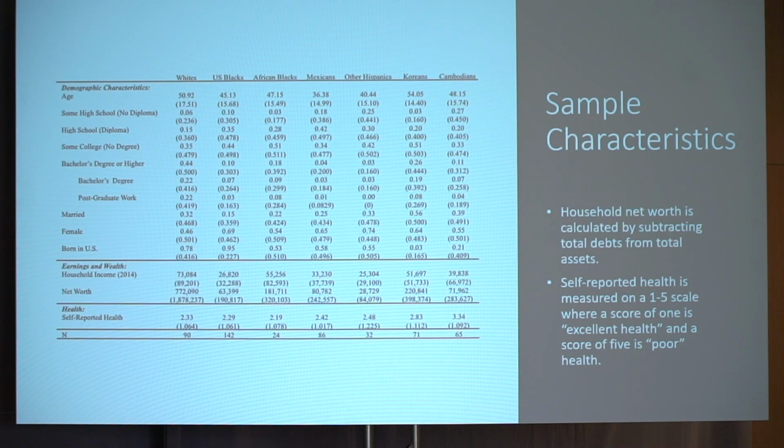And I don't think I mentioned it before, but physical attractiveness was rated on a scale of 1 to 5. Self-reported health is also measured on a scale of 1 to 5, where a score of 1 means very excellent health, and a score of 5 means poor health. So the higher the score, the worse the self-reported health is.